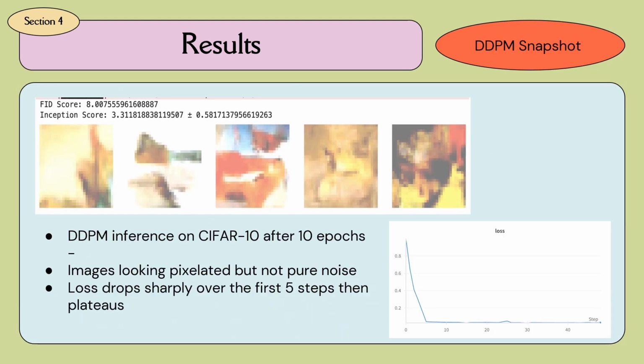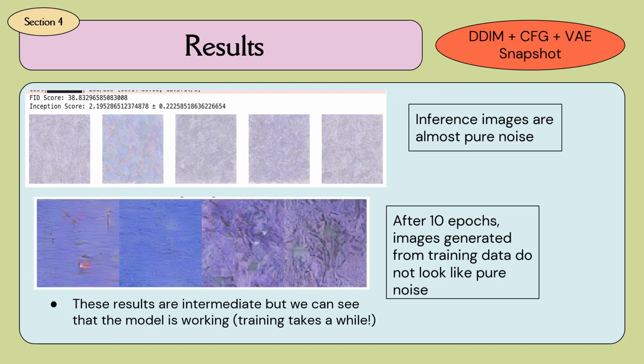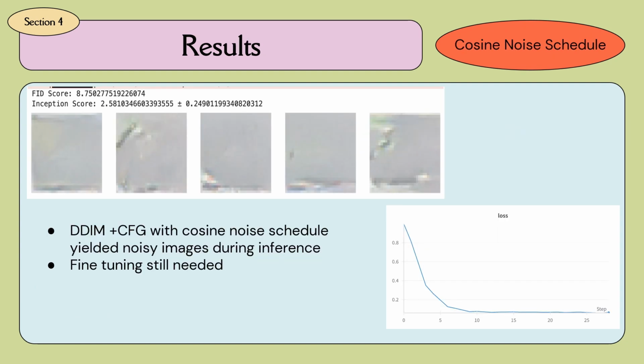Here are just some snapshots for DDIM, where we are able to show the output is starting to look like coherent images when we do inference. Now DDIM plus CFG snapshot, images are looking pixelated but not pure noise, and they're looking slightly better than the DDPM results. And then the DDIM plus CFG plus VAE, the inference images are almost pure noise right now, but we can see that after 10 epochs, the images being generated from the training data do not look like pure noise. So we think that this model is working. We just need to train it for longer to see how it does. And then lastly, the cosine noise scheduler right now is not looking great. It yielded noisy images during inference, so we need to continue doing fine-tuning for the final report.